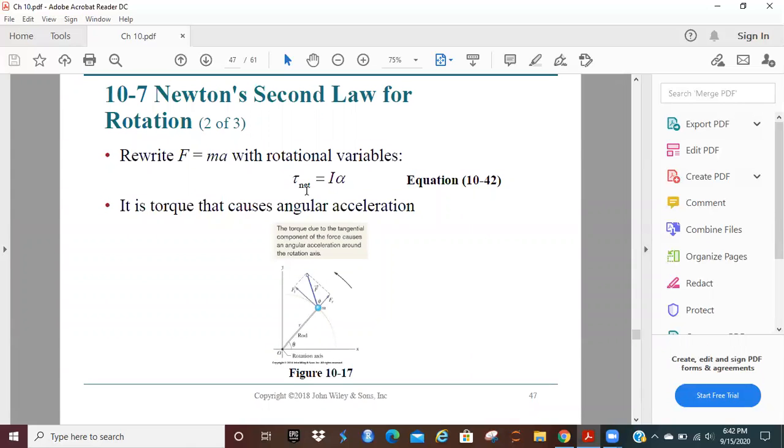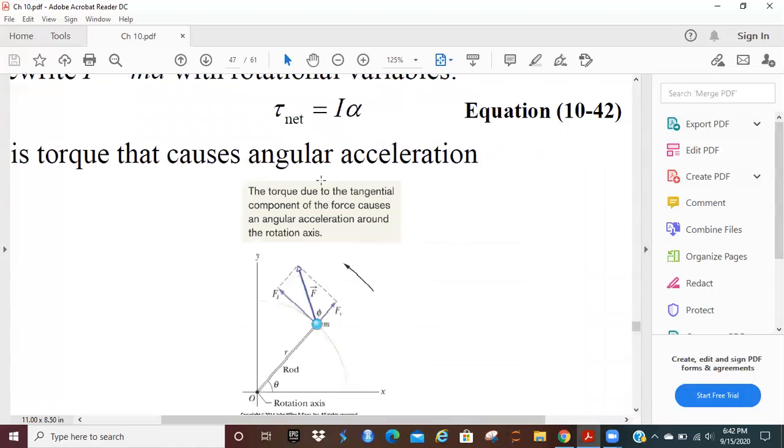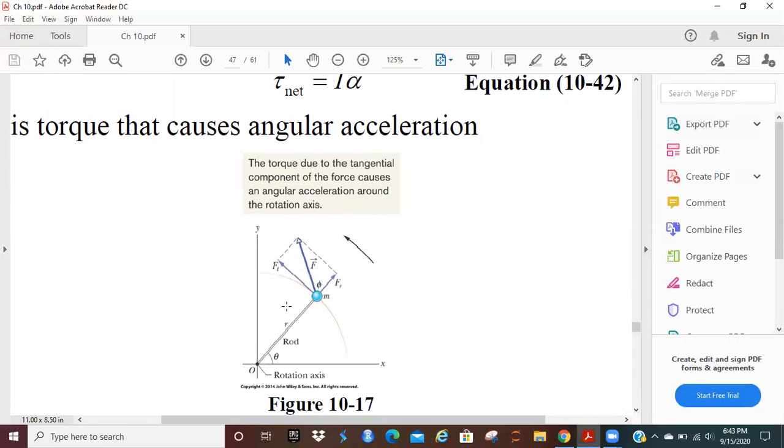So, because you didn't have enough to worry about, in rotational motion, we're going to take force equals mass times acceleration, and we're going to rewrite it with rotational variables. So the net torque is going to be equal to the moment of inertia times the angular acceleration. The torque due to the tangential component of the force causes an angular acceleration. This is the tangential part here.